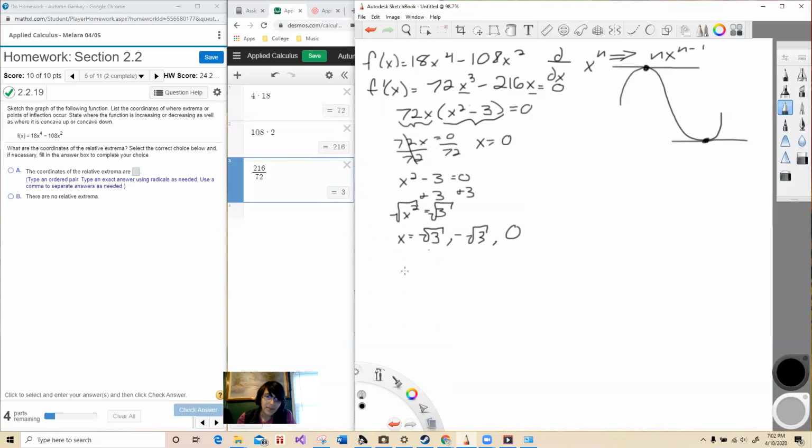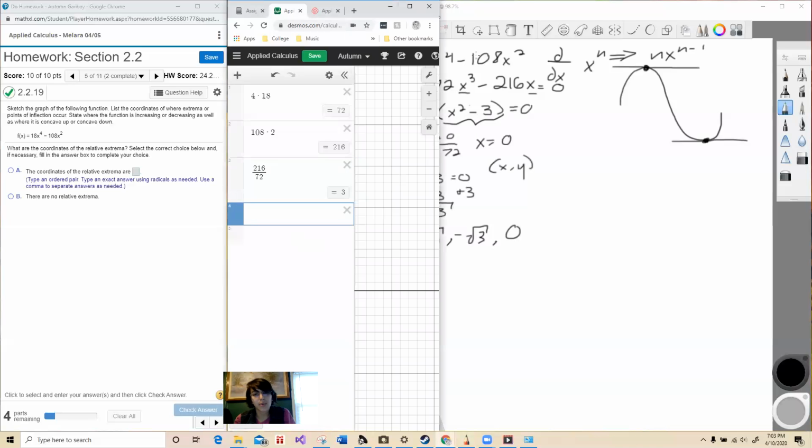But it doesn't just want the x values, it wants ordered pairs. And an ordered pair is x comma y. So we have our x, we need to find our y. And we're going to do that by referring back to our original function and plugging each of these values in. So let's do that. And for time's sake, I am going to use a calculator.